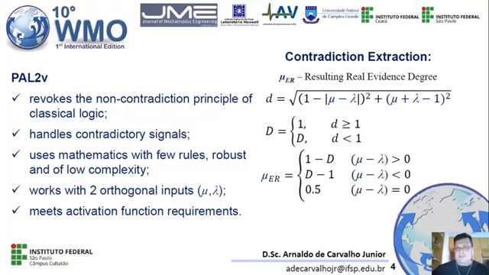On the right side of this slide, you have the main and short calculation of the PAL2V. With the inputs mu and lambda, we can calculate the value of D. D cannot be higher than 1, and as we can calculate D, we can find mu ER, which is the output of the PAL2V analysis after analyzing the contradictions between both inputs.